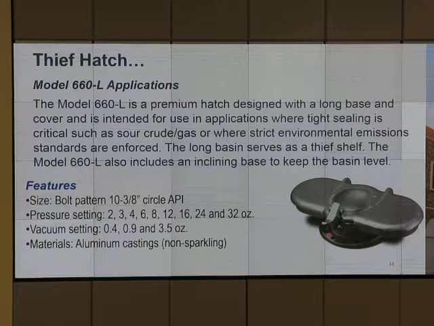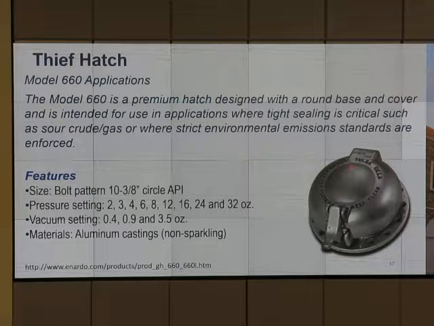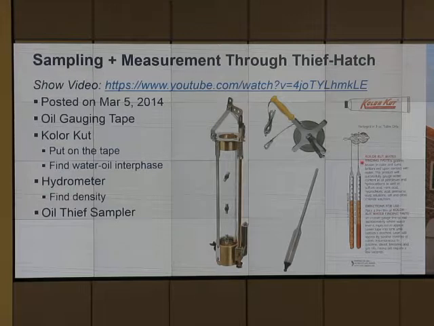And we have another kind of dip hatch, a different model. The long basin serves as a dip hatch shelf, so you can have oil spill over there and it doesn't do anything bad. It doesn't need to be round. That one comes from Tulsa, Oklahoma. The dip looks like this. It's for sampling and measurement, and you have a color cut paste, put on the tape, to find the oil water interface.